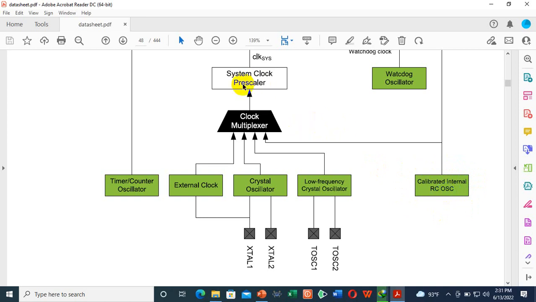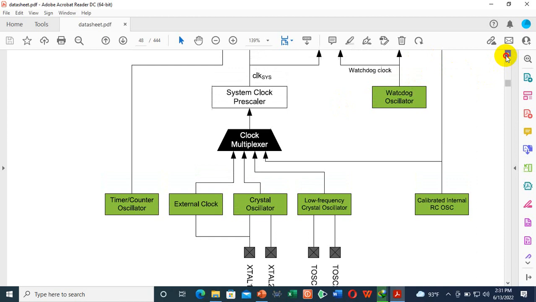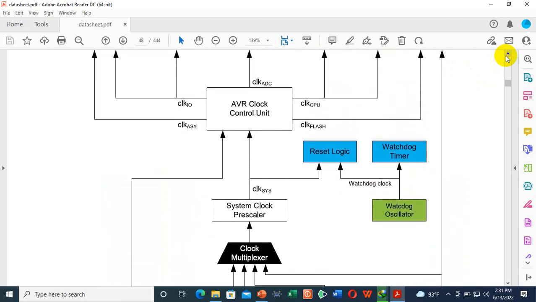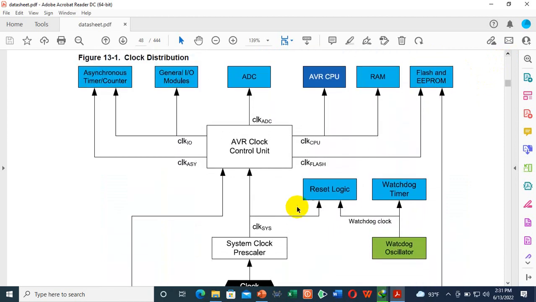It runs at 8 megahertz. When you feed this 8 megahertz to the system clock prescaler, it divides this frequency by 8 by default. It is pre-programmed to divide by 8. You can change it, but by default it will divide by 8. So when you divide by 8, you get a system clock of 1 megahertz.